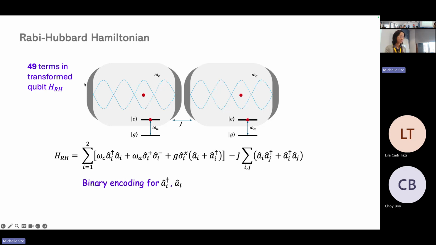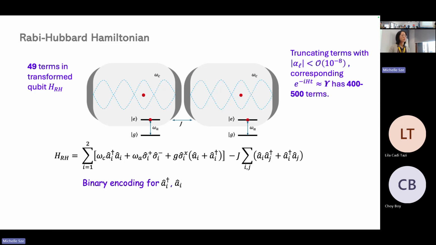And so these are just the details. There are 49 terms in your Hamiltonian after transforming this Hamiltonian in qubit operators. And then if we do the Taylor expansion and truncation of the time evolution operator, you will have 400 to 500 terms. What m did you use? How many terms in your Taylor expansion?